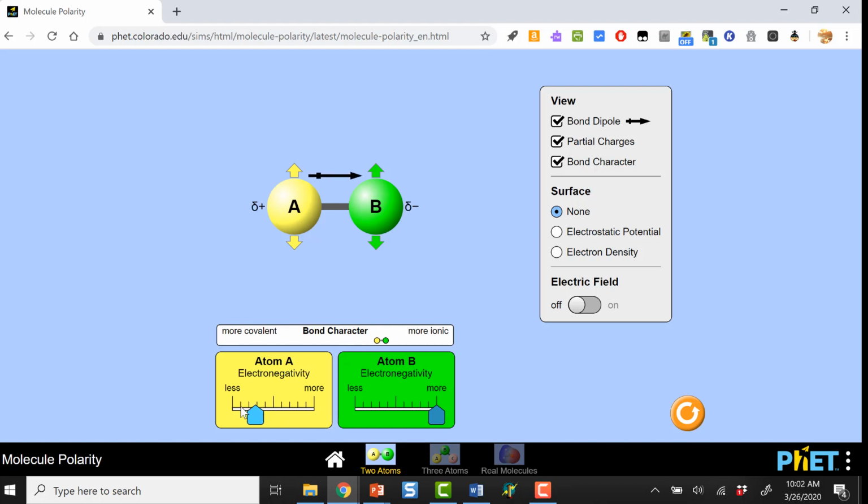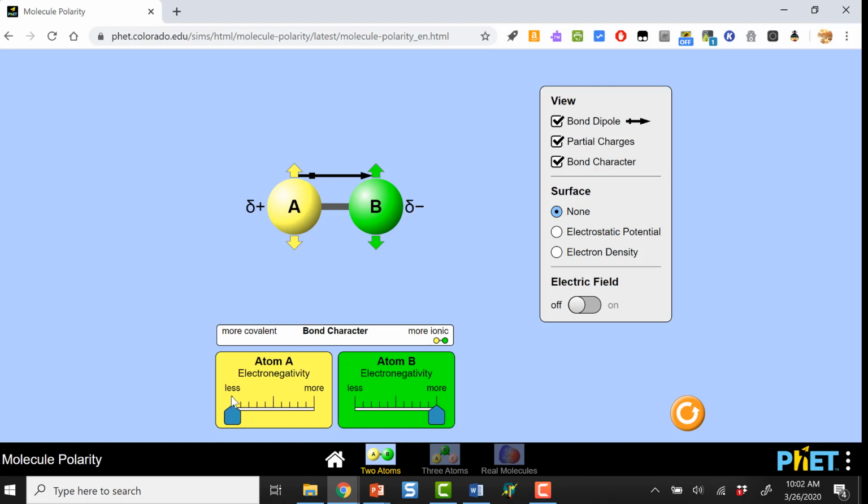There are a variety of ways we could go about this. We could show an extremely polar bond. This one is so polar that we'd characterize it as ionic. A has almost no electronegativity and B has all of it. Very large negative charge on B, very large positive charge on A.